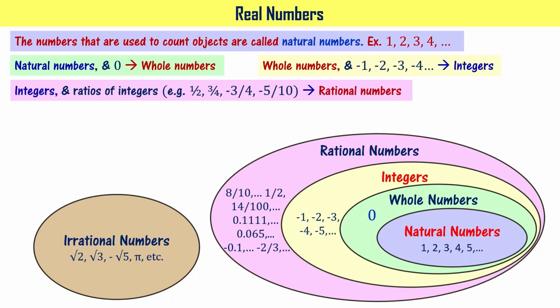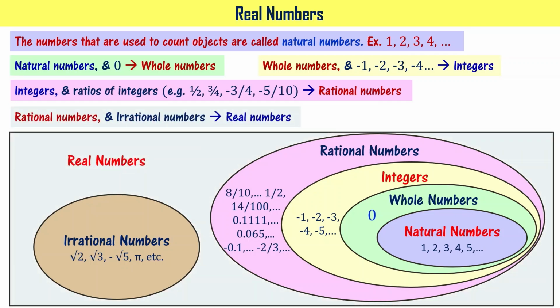There is another set of numbers. Those numbers are called irrational numbers. For example, root 2, root 3, minus root 5, pi, etc. are called irrational numbers. The distinction between rational numbers and irrational numbers is fairly simple. Irrational numbers cannot be written as a ratio of integers, whereas any rational number you can take can be expressed as a ratio of integers. That is the whole idea. When you put together rational numbers and irrational numbers, you call them real numbers. I hope you understood.